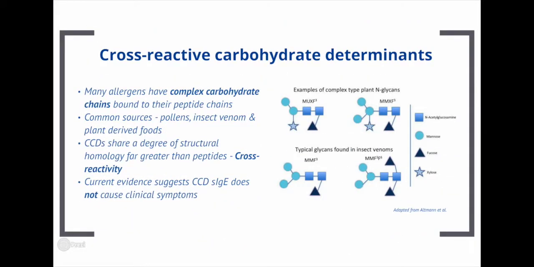So first, for a little bit of background. Many allergens that appear throughout the plant and animal kingdom have complex carbohydrate chains bound to their peptide backbones. These allergens include pollens, insect venoms, and most importantly in bakers, plant-derived foods such as flour. The carbohydrate chains are known as cross-reactive carbohydrate determinants, or CCDs. And these side chains have a much greater degree of structural homology between them than the proteins to which they are bound. Now, current evidence in the literature suggests that the specific IgE to CCDs does not cause clinical symptoms of allergy.